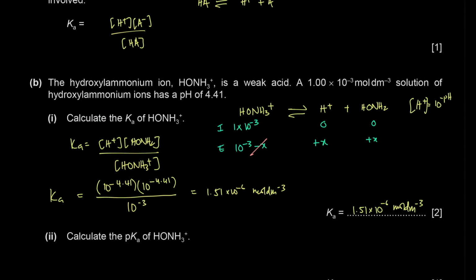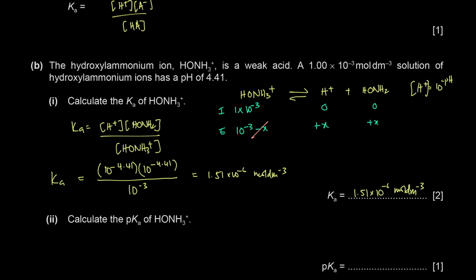All right, calculate the pKa. The pKa is simply the minus log of the Ka. So we have minus log of Ka, which will come out to 5.82.